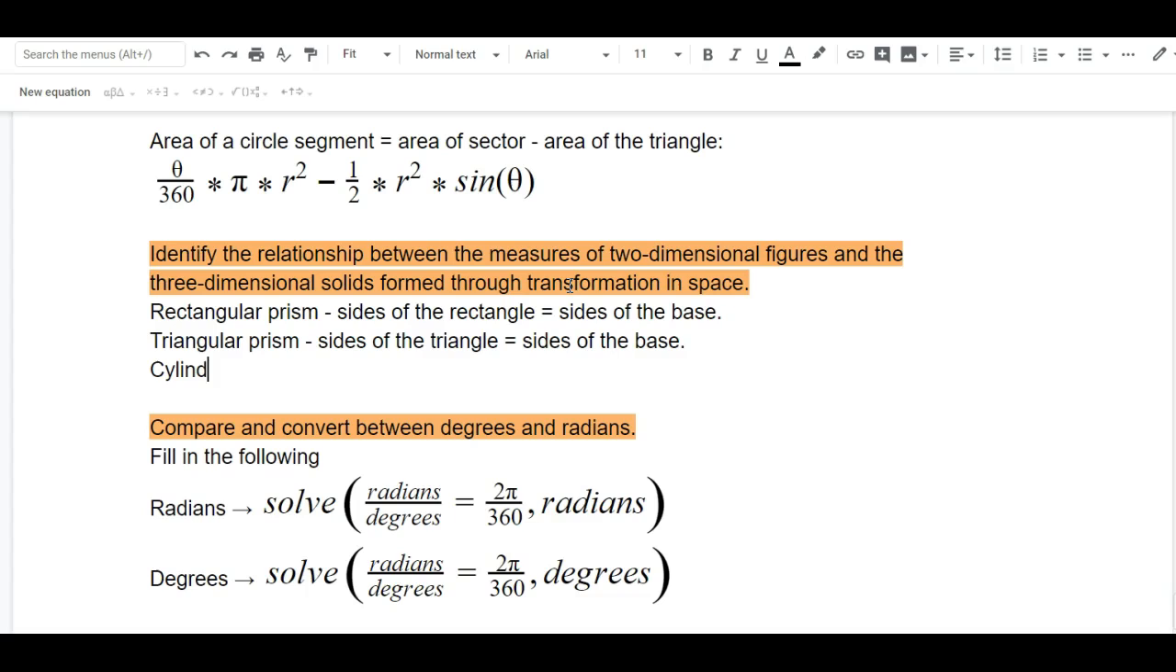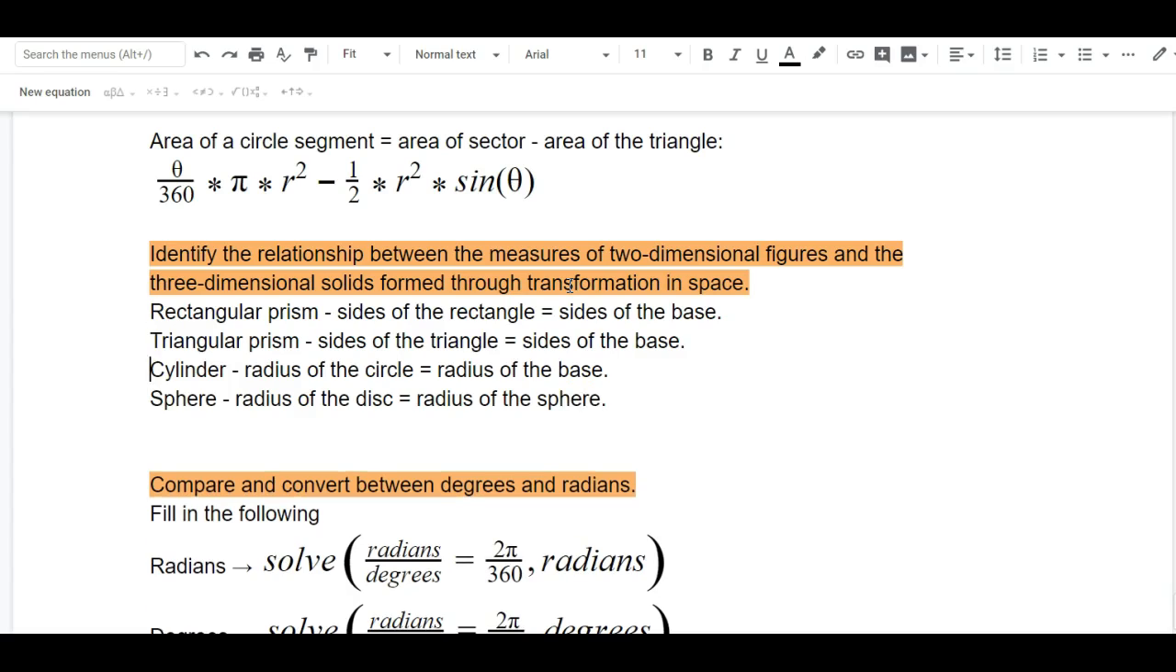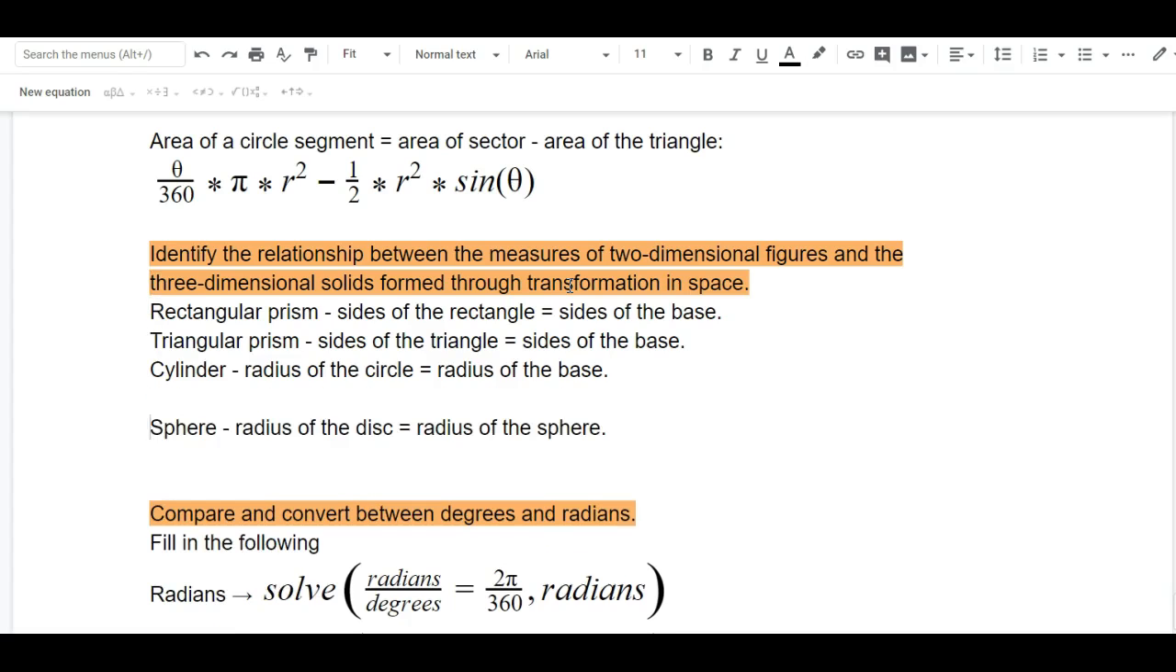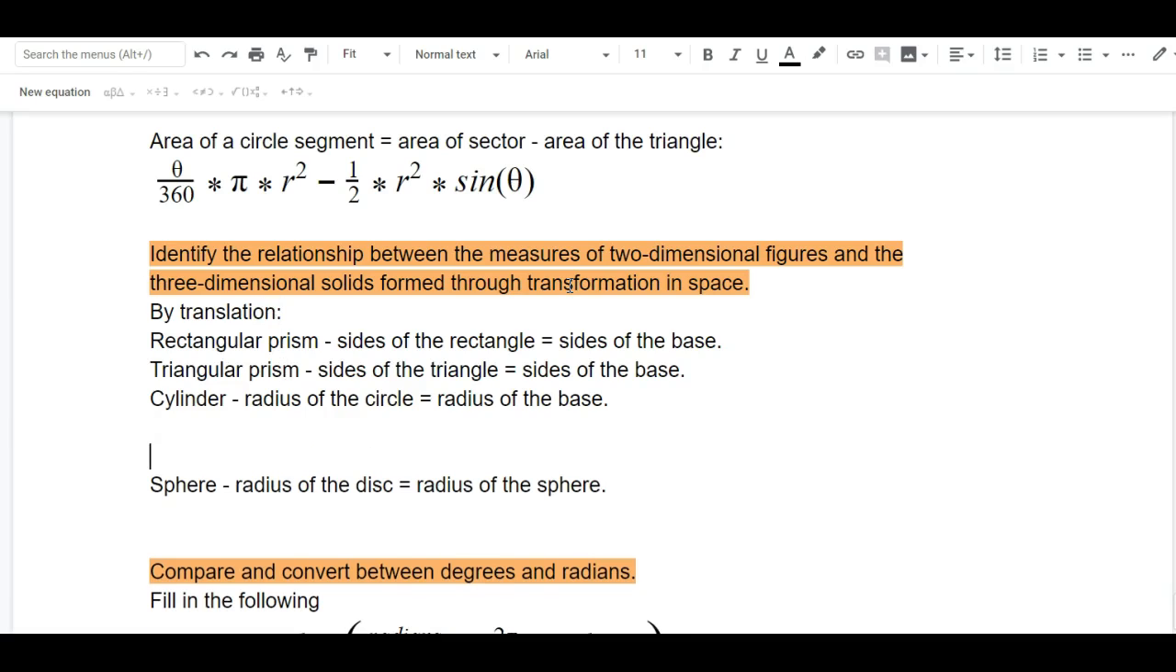For a cylinder, the radius of the circle is equal to the radius of the base, right? And could also be for a sphere, we would say the radius of the disk that we are rotating is equal to the radius of the sphere. Now, these are all created when we are creating these by translation, right? Well, this one's by rotation, but these are by translations. Let me put that note in here. So by translation, we would use those dimensions. Pretty straightforward there. But by rotation, it gets a little bit different, right?